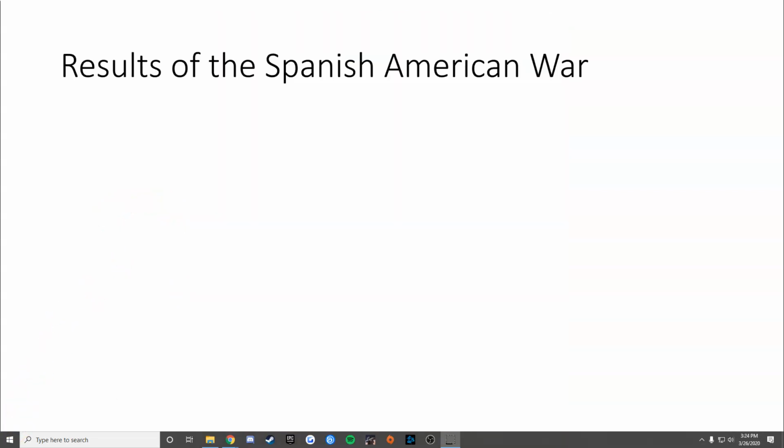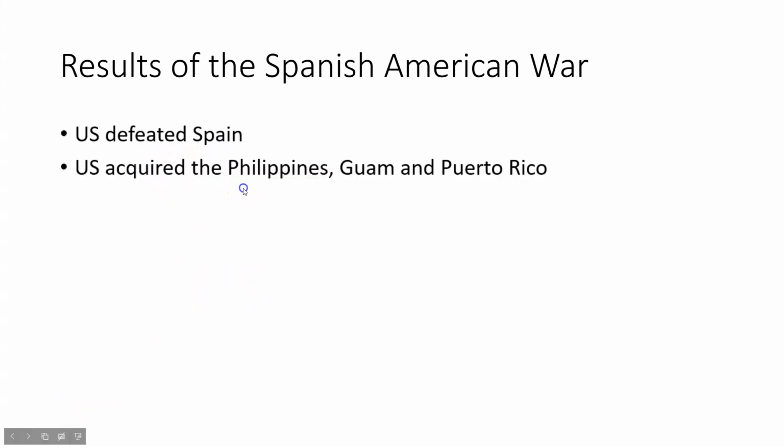It's a very quick war. They're very, very weak. We're a growing power, and the United States wins the war against Spain. What are the results of the Spanish-American War? The U.S. defeated Spain. The U.S. acquires Spanish territories in the Philippines, Guam, and Puerto Rico.